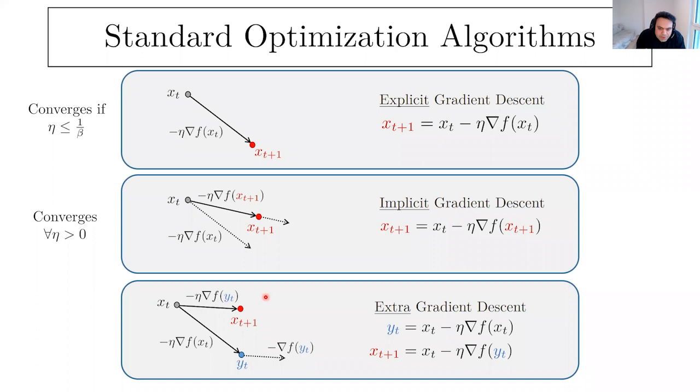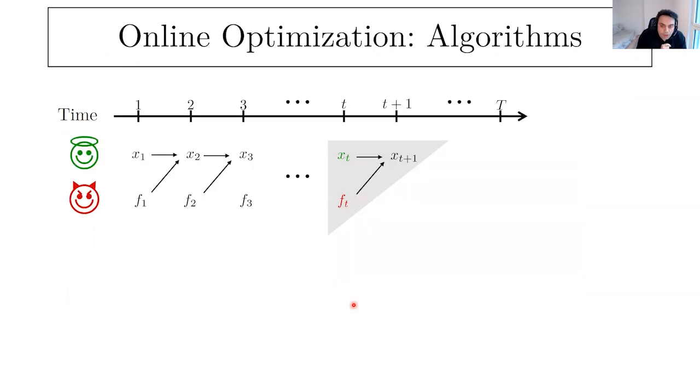There are some results regarding this extra gradient descent and how it's going to be helpful for a subclass of optimization problems. I'm not going to discuss that one, but all I wanted to tell you is to think about these three basic optimization algorithms. And now I'm going to switch back to the online optimization, and I'll tell you how people use these things in that context. So let me go back to the online optimization.